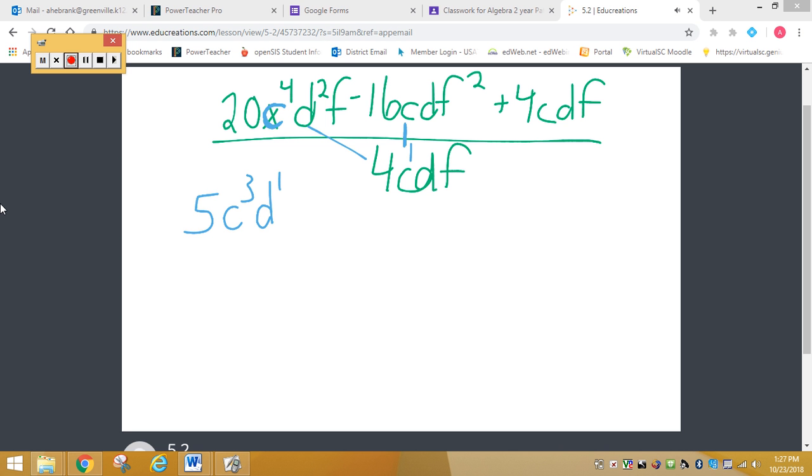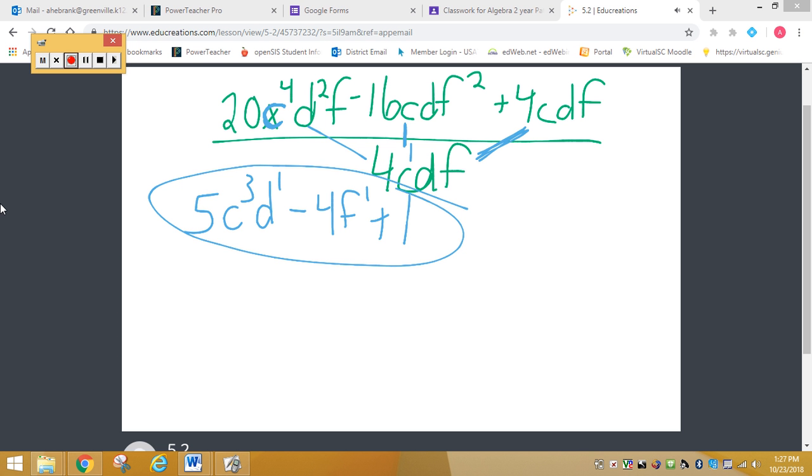The middle part, 16 divided by 4 is 4. Subtract your C's, you get nothing. Subtract your D's, you get nothing. Subtract your F's, and you get F to the first. And this last part, 4 divided by 4 is 1. Subtract your C's, you get nothing. Subtract your D's, you get nothing. Subtract your F's, you get nothing. So here's your final answer: 5c to the third d to the first, minus 4f to the first, plus 1.